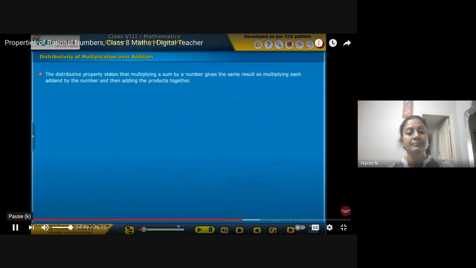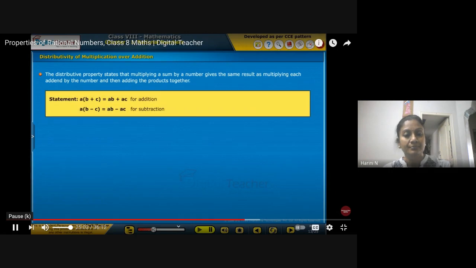The distributive property states that multiplying a sum by a number gives the same result as multiplying each addend by the number and then adding the products together. Statement: A into (B plus C) equal to AB plus AC for addition. A into (B minus C) equal to AB minus AC for subtraction.